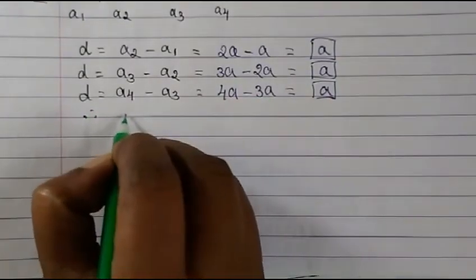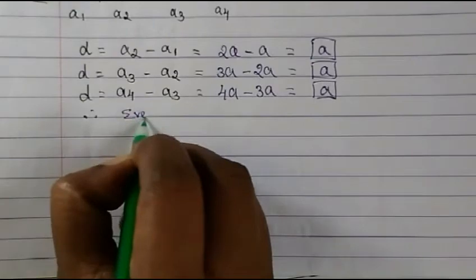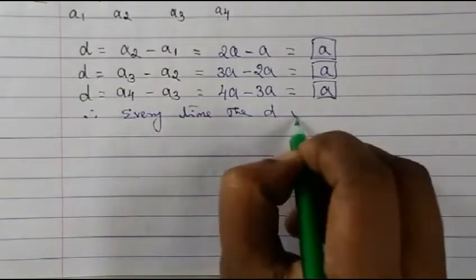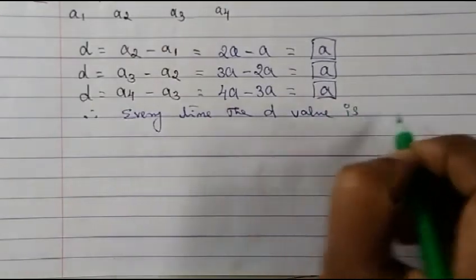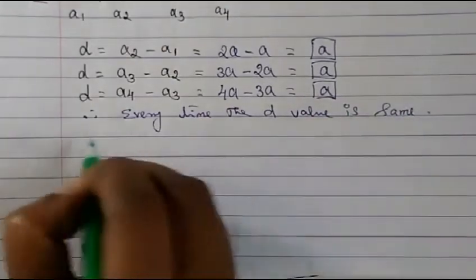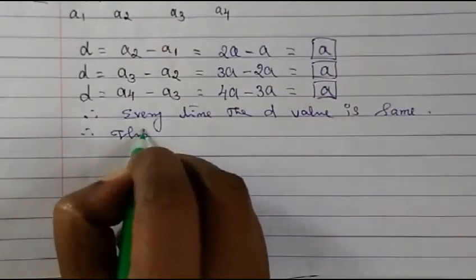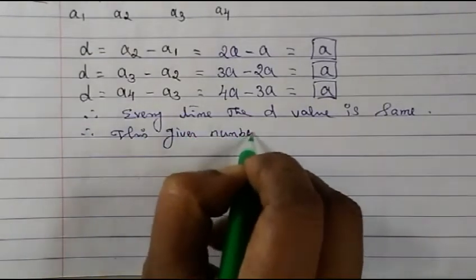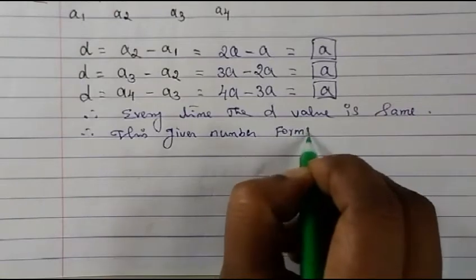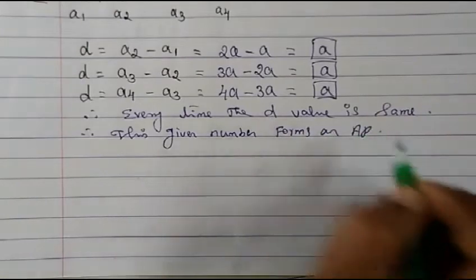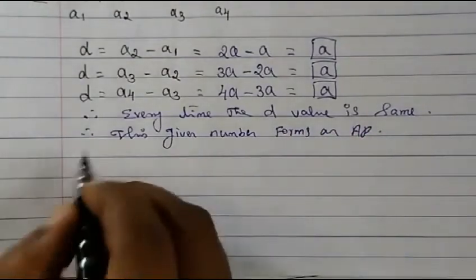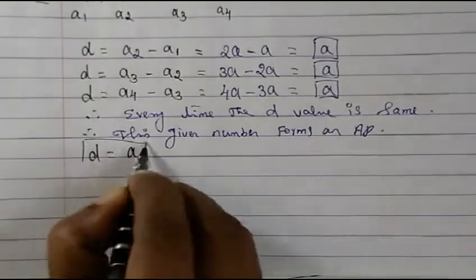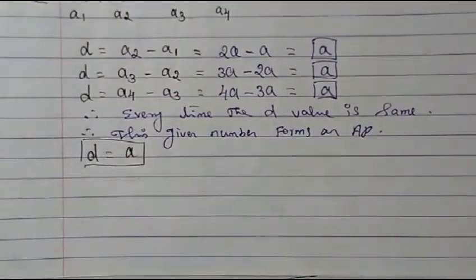Therefore every time the d value is the same, so this given list of numbers forms an AP. So this is an AP, and the d value is a. Now we have to write the 3 more terms.